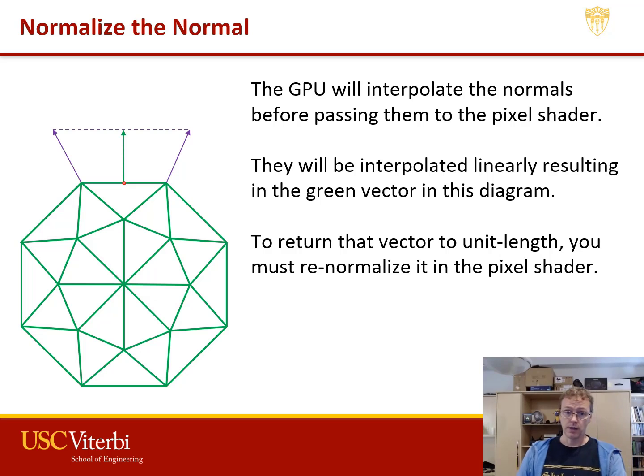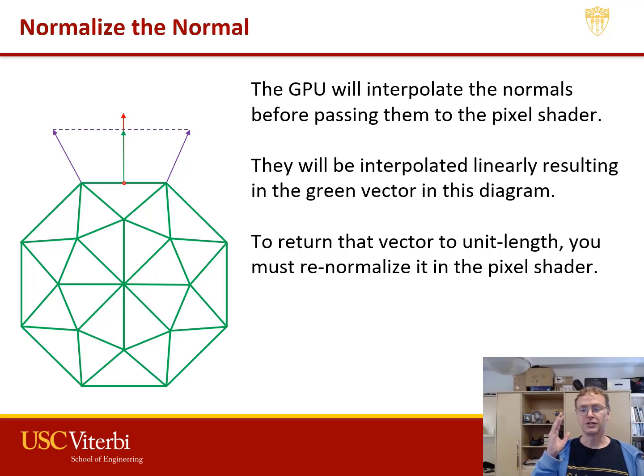Now, as you can see, the angle of that green vector is correct, but hopefully you can also tell that the green vector is a little shorter than the purple vectors are. It's no longer guaranteed to be a unit length. And so in the pixel shader, we'll do a new normalize, and that'll give you the full length that it should have been to correct it for that.